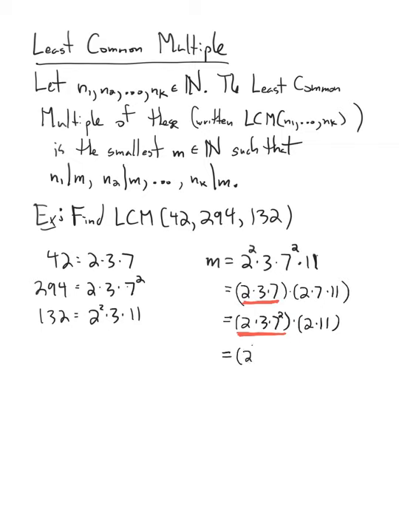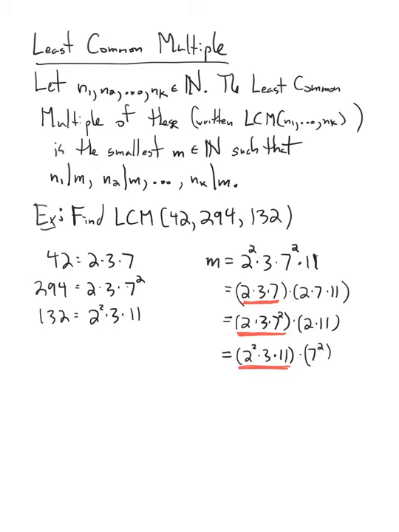And we also have that it's a multiple of 132. We have 2 squared in here. We have a 3. We have an 11. And we have a 7 squared. So here is 132 in this number. Remember, all I'm doing here is using the commutative and associative properties to rearrange this, to show you that we have each of the numbers 42, 294, and 132 in here.